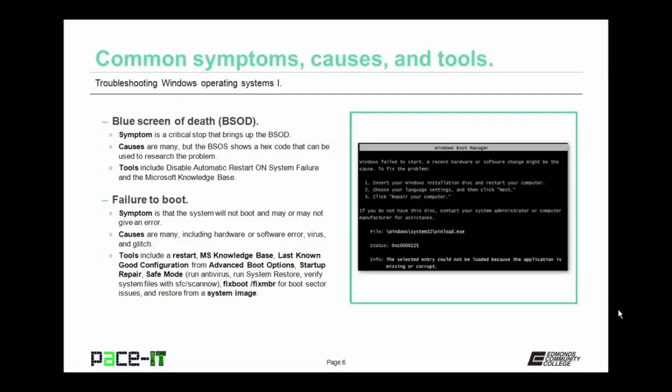Microsoft's knowledge base. You can use last known good configuration from the advanced boot options menu, or startup repair from the same menu, or safe mode from the same menu. If you do safe mode, you can run antivirus and system restore from there. You can verify system files with the system file checker scan now option. Fix boot and fix MBR can be used to fix boot sector issues, and as a last resort, you can restore from a system image.